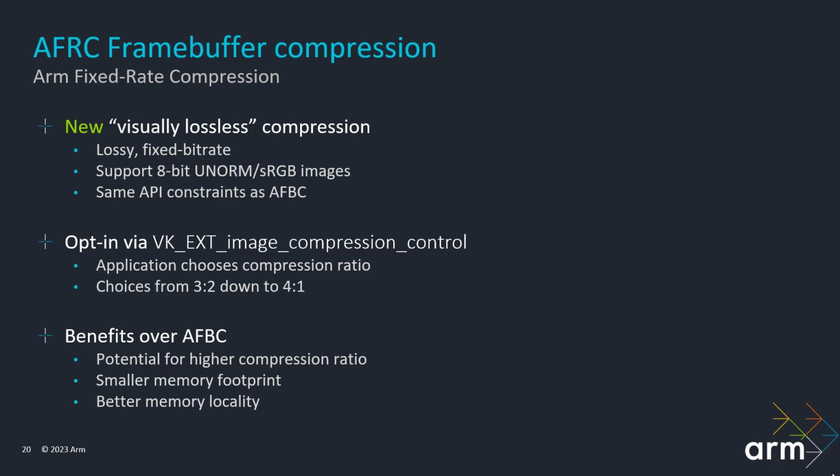This potentially comes with some benefits over AFBC. It does depend a little bit on your content. So you have the potential for a higher compression ratio for your game-like images. You could get from typically 2:1 to 4:1. Because it's a lossy compression that's fixed bitrate, we can guarantee smaller memory footprint. We know we only have to store a quarter of the data if you choose a 4:1 compression. So your storage size in memory is smaller and your memory locality is better, so you may find that your performance improves slightly.